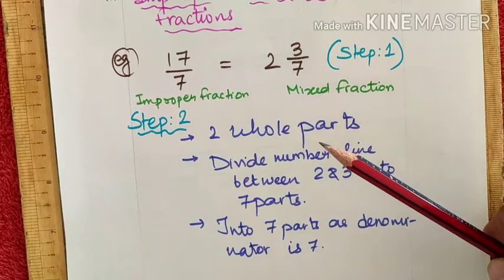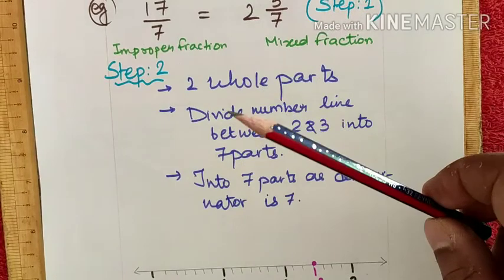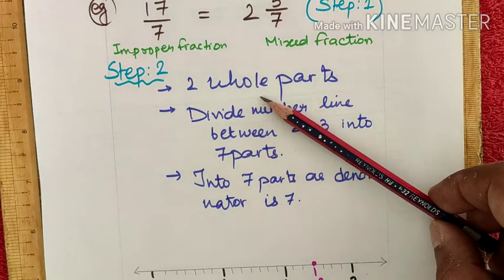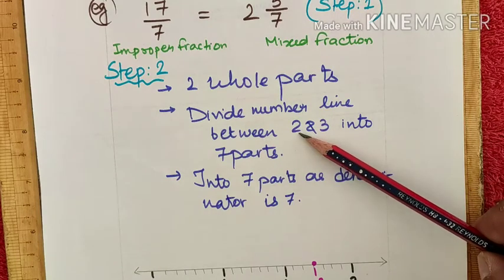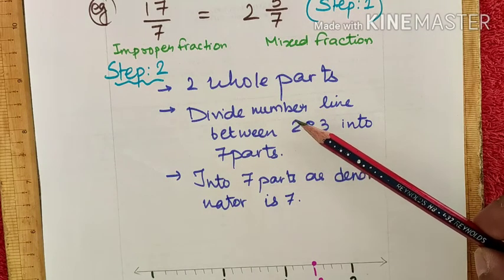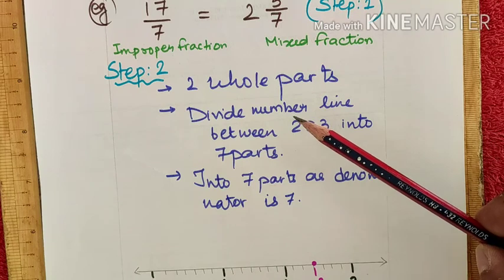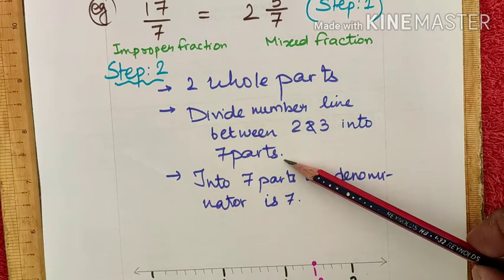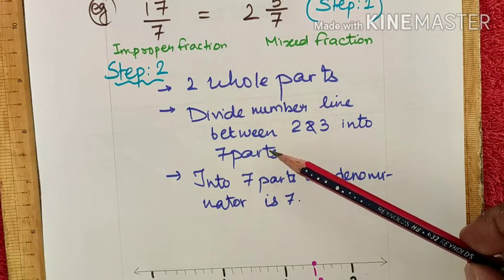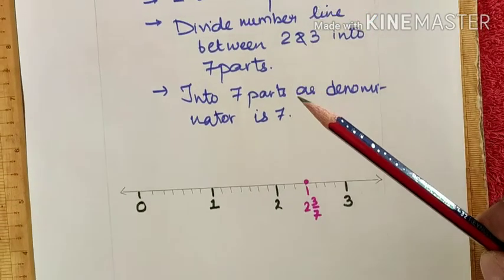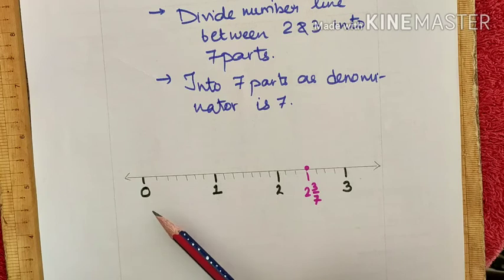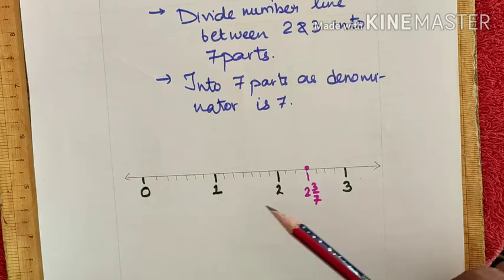Now in step 2, what are we supposed to be doing? Since the fraction has 2 whole parts, it lies between 2 and 3, because it is 2 3 upon 7. So we will divide the number line between 2 and 3 into 7 equal parts. The third division will be between 2 and 3 and it represents the given fraction. So as you can see, I have drawn a number line starting from 0, 1, 2 and 3.